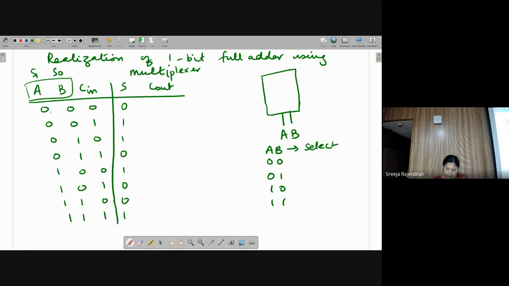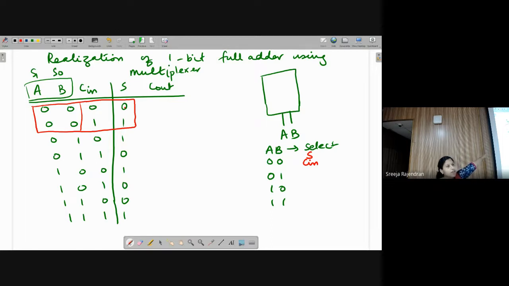Now when A and B are 0 0, which are the cases? These two, yes or no? So if A and B is 0 0, what is my sum? These two I don't have to look at because they are the select lines. Now I have only one input in that case. What is it? C in, right? So when C in is 0, my sum is 0. When C in is 1, my sum is 1. That means my sum will be C in when my select input combination is 0 0. Is that part clear?